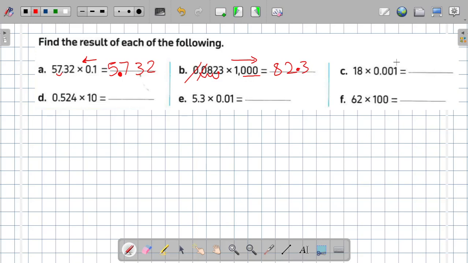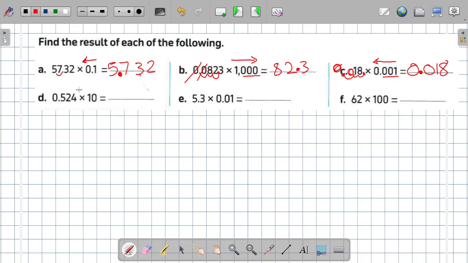Okay, next I have 18 by 1000. Okay, so I will move the decimal point to the left 3 digits or 3 places, but I have 2 places here or 2 digits here. So what can I do? So I will put 2 zeros here to help me. Okay, so I have the decimal point like here, and after that I will move the decimal point 3 places like here, like that, and the result will be 0.018.